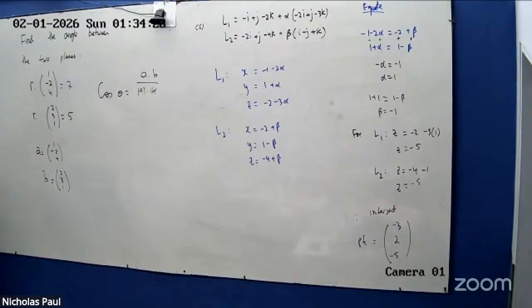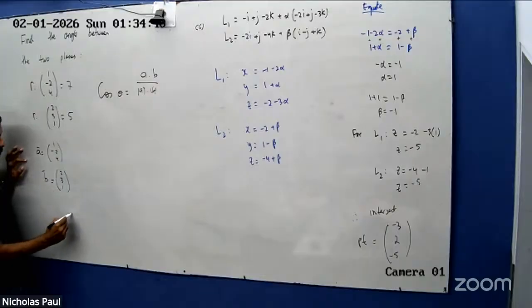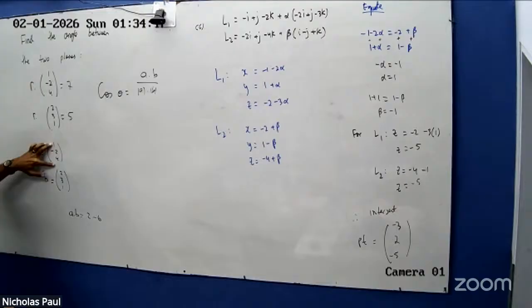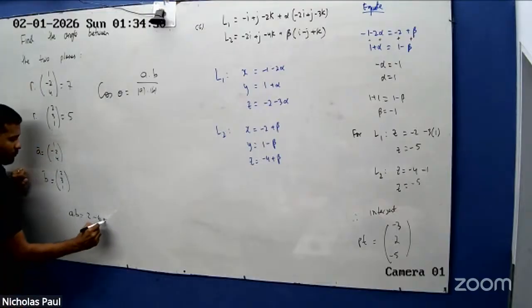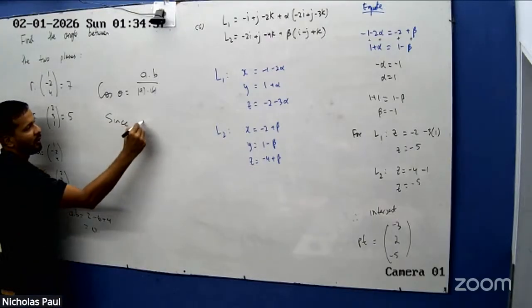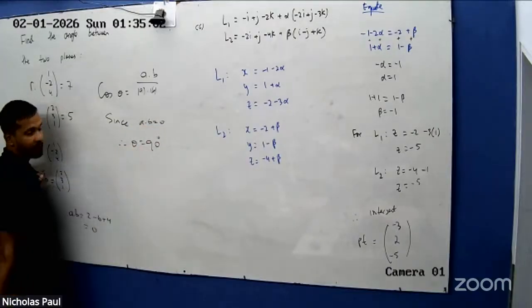The angle? Right, so we should have A dot B by now. A dot B is equal to 2 minus 6 plus 2. So you end up with 0. If the dot product is 0, what does that mean? Since the dot product is 0, theta is 90.